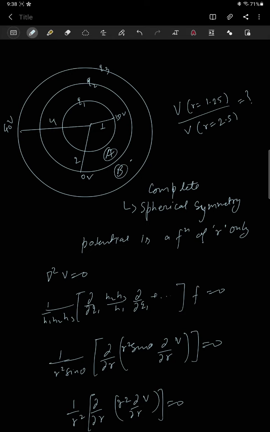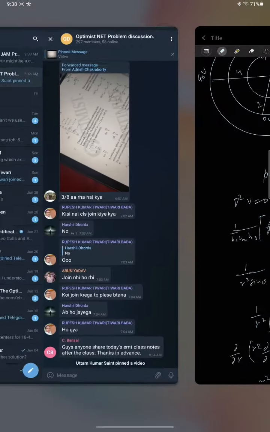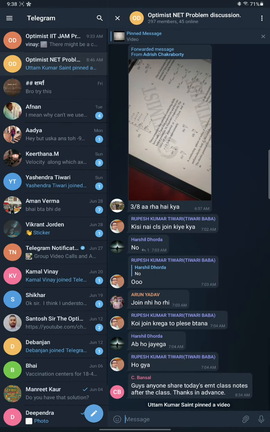So we have been asked to calculate the potential at r equals 1.2 centimeter and r equals 2.5 centimeter, and we have to calculate the ratio of them. So let me see if the question I have noted is correct or not. So yeah, the distances are in centimeter. Yeah, it's correct.